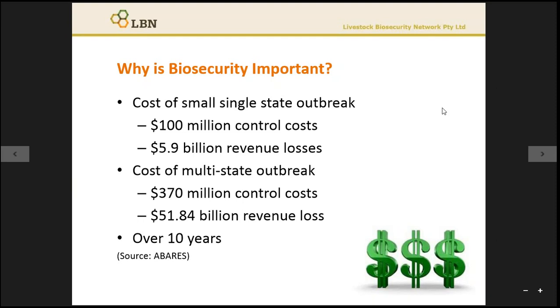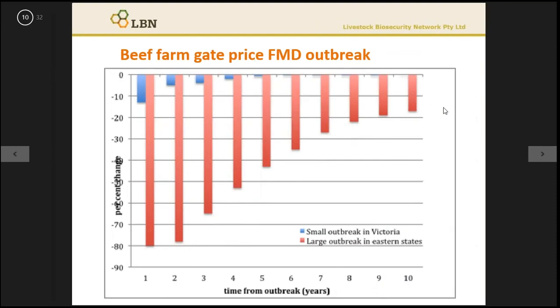If you expand this out to a more likely scenario, where in our current environment we'd probably see a multi-state outbreak, then you're looking at much larger control costs and revenue losses of about $52 billion over a period of 10 years. And most of these impacts are based on reduction in the market price for our livestock products.